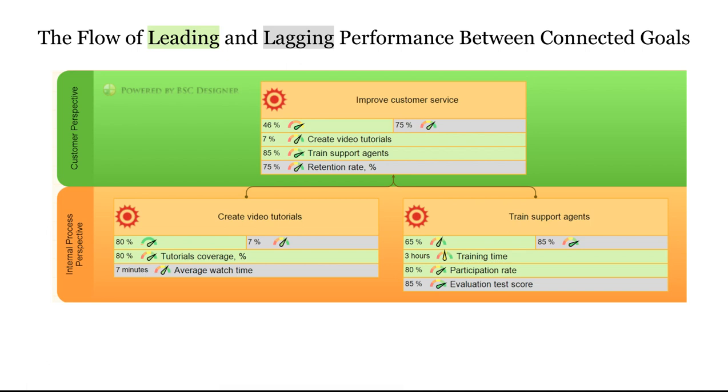In this video, we're going to talk about the calculation of leading and lagging indicators. Specifically, we'll discuss how the flow of leading and lagging performance should be calculated in a case when we deal with some connected goals on our strategy map.